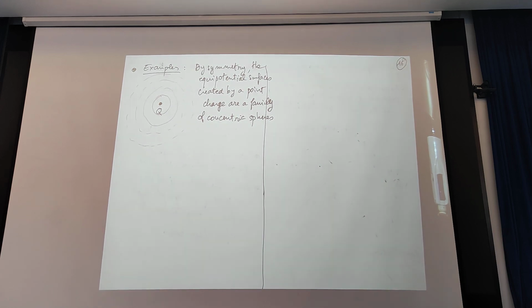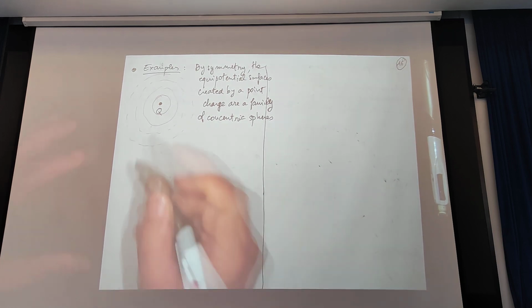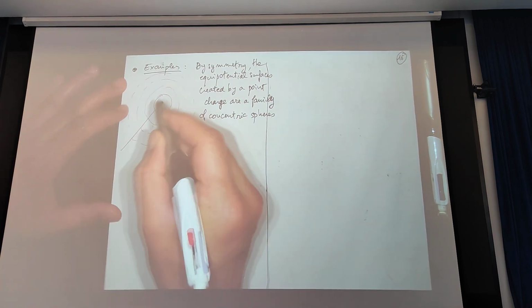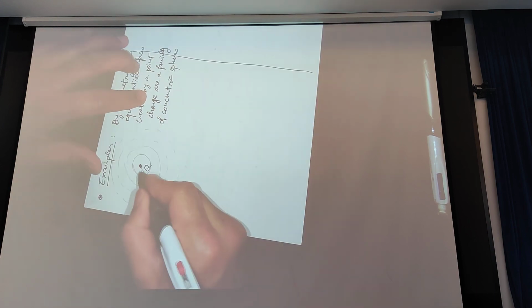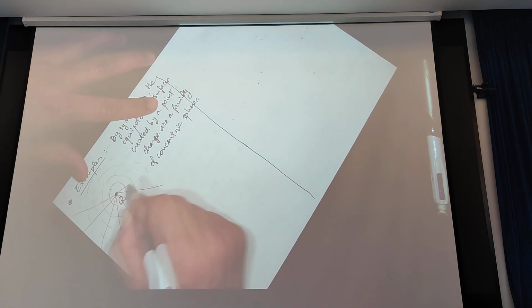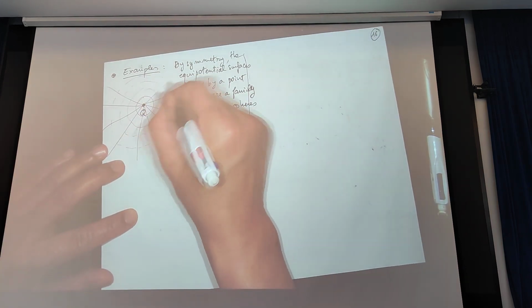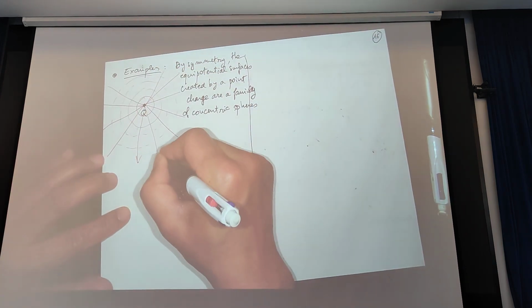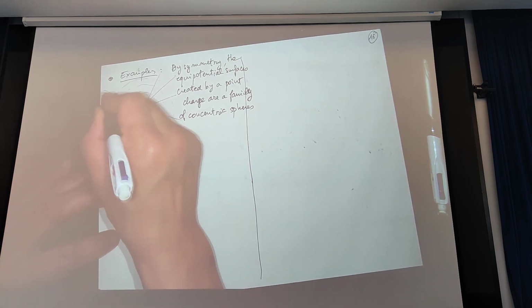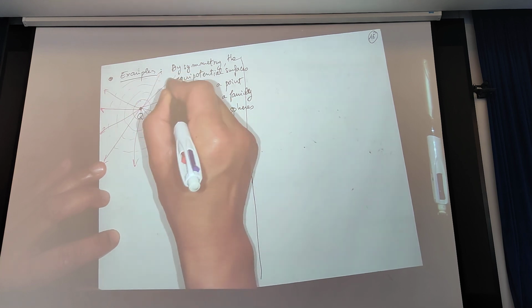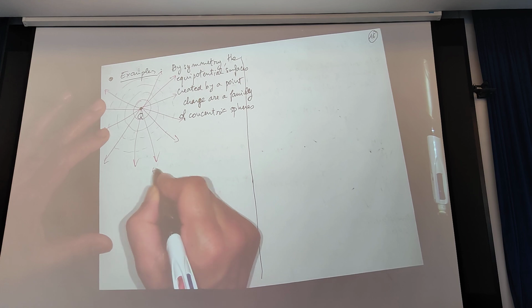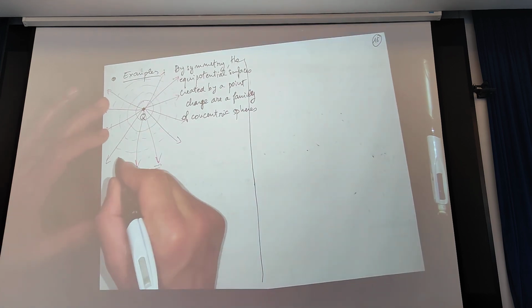And of course, you already know that the field created by the charge is radial like this. So this is E, and this is the equipotential surface.